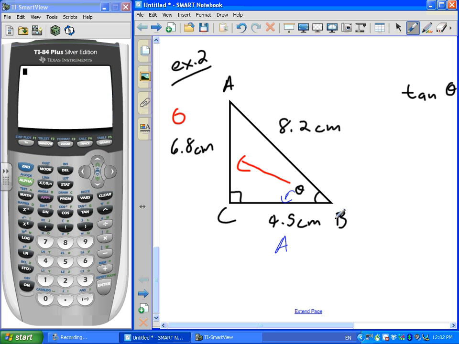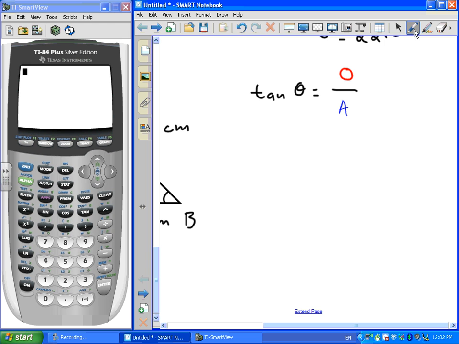The hypotenuse is always the longest side. So that's another way to find the hypotenuse. It is the longest side of a triangle. So I'm going to plug those values in. They were 6.8 and 4.5.